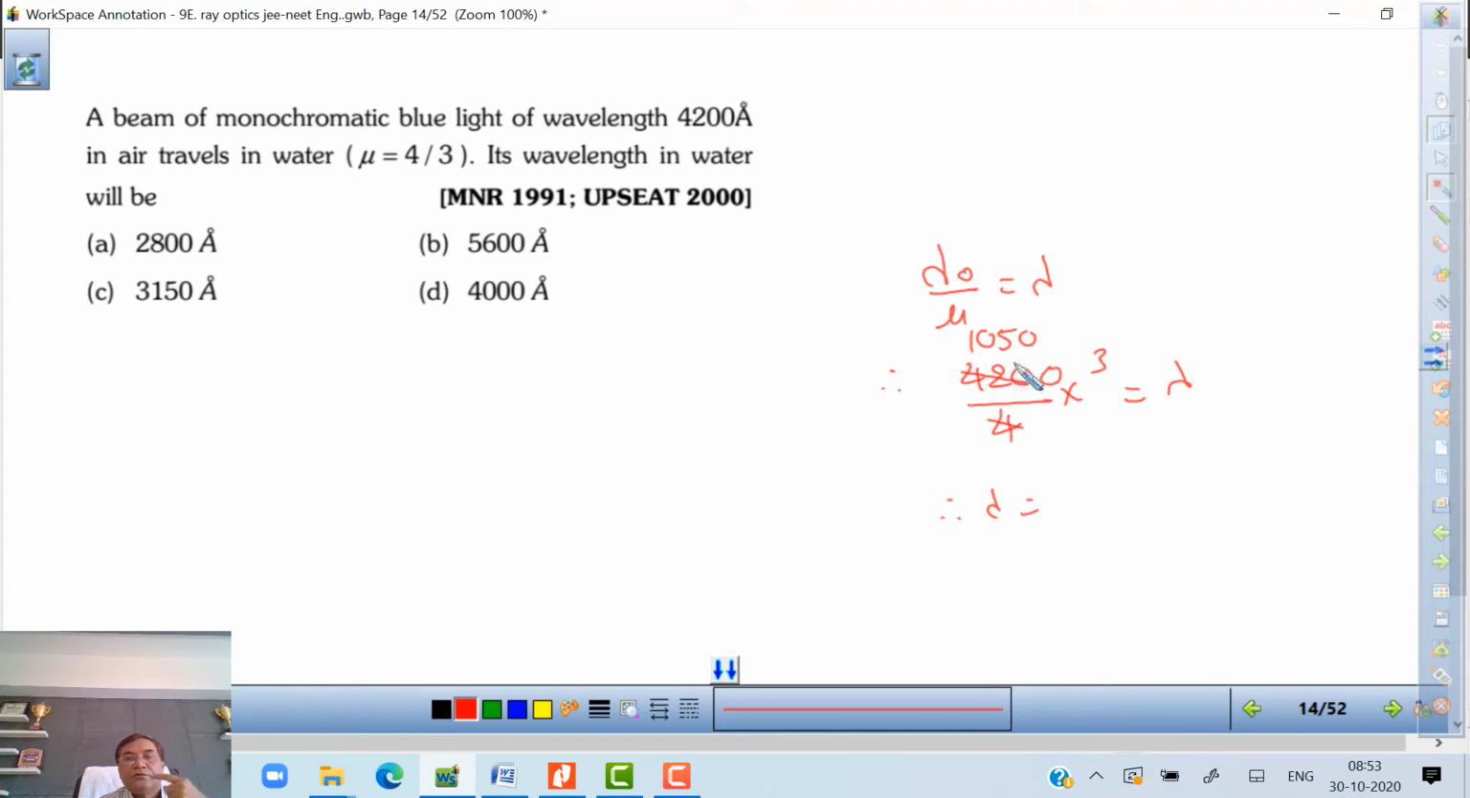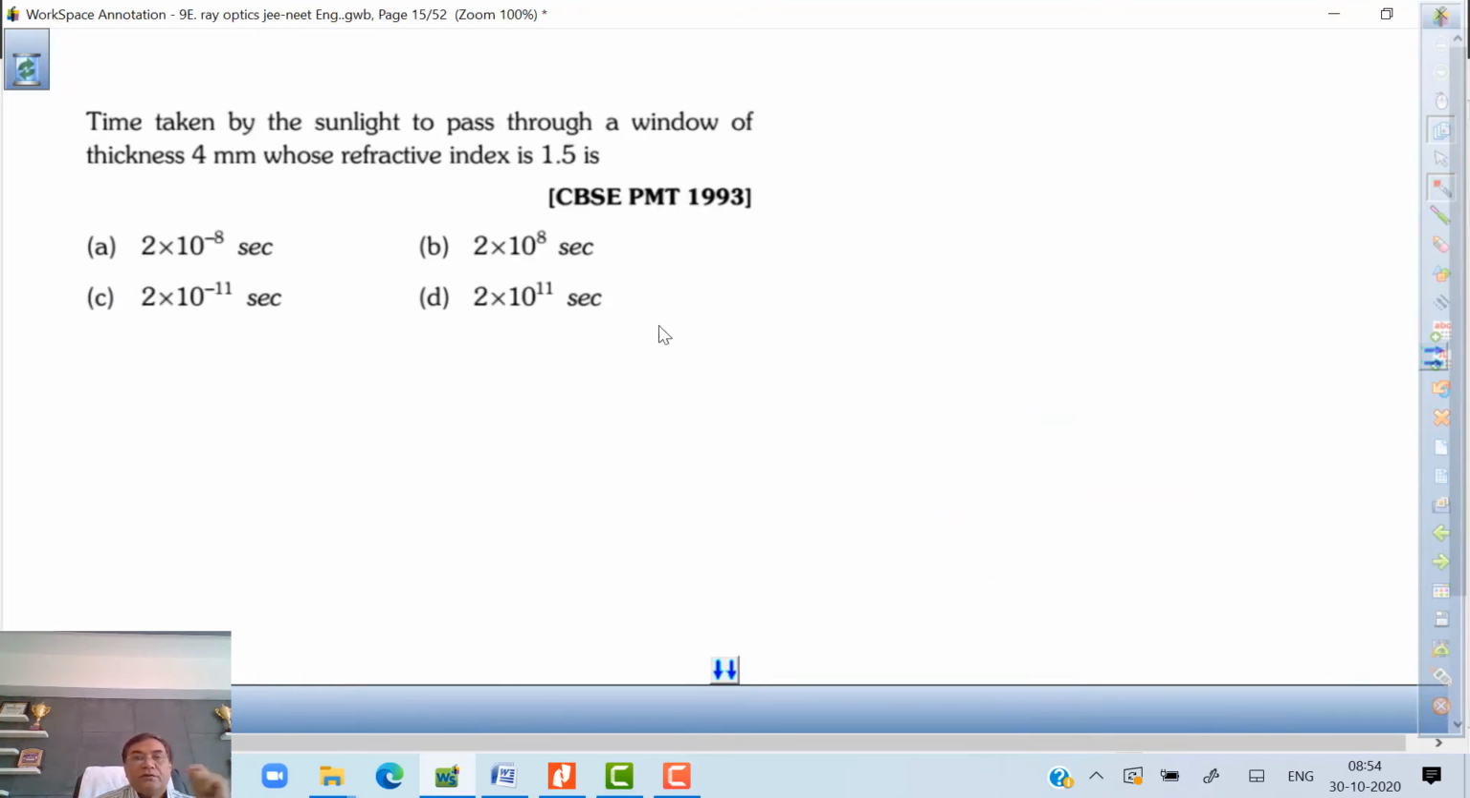Okay, so 1050 multiplied by 3, so it becomes 3150 angstrom is the correct answer. Okay, then I go for next: time taken by the sunlight to pass through a window of thickness 4 millimeter whose refracting index is this much.